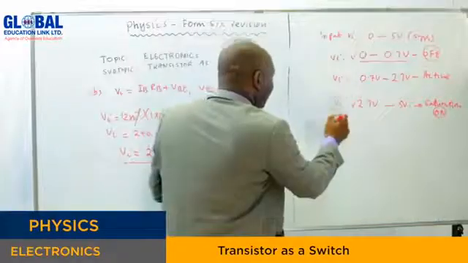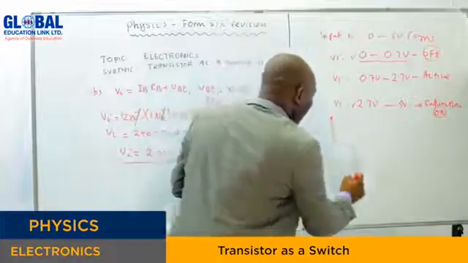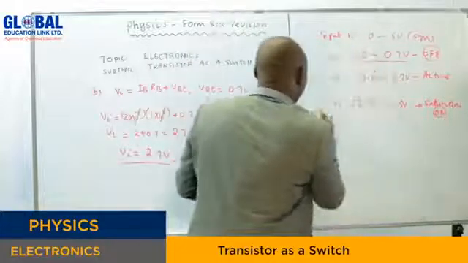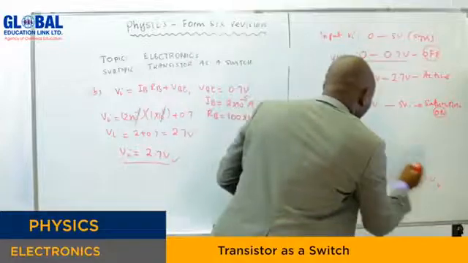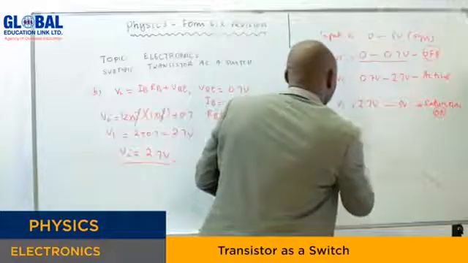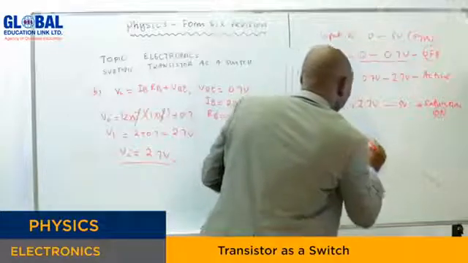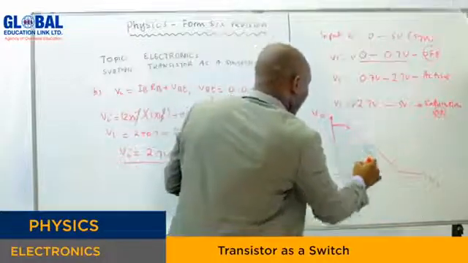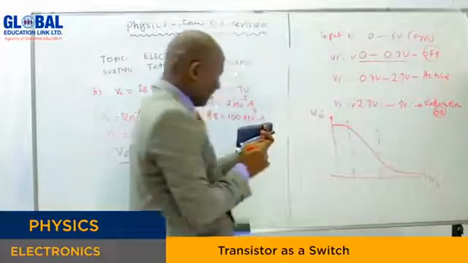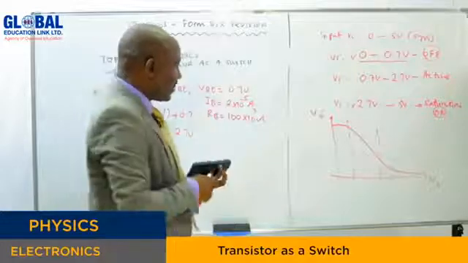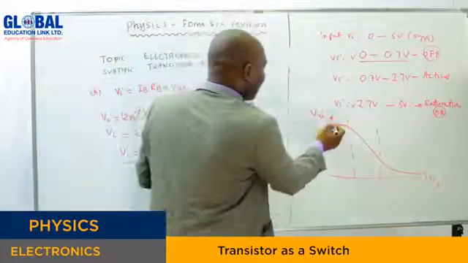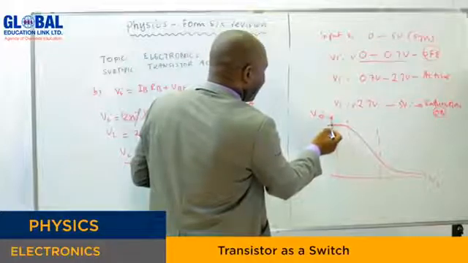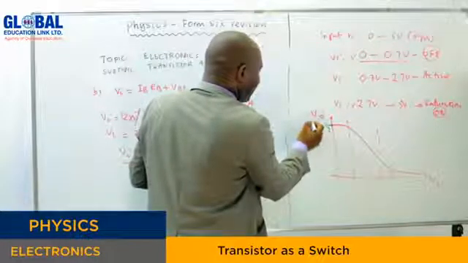So remember, you can sketch the graph of the input against output. We found the voltage was flowing like that. It reached a point, somewhere here, which is a region where the output voltage reaches the maximum. Remember, this is equal to what? Equal to the supply voltage.